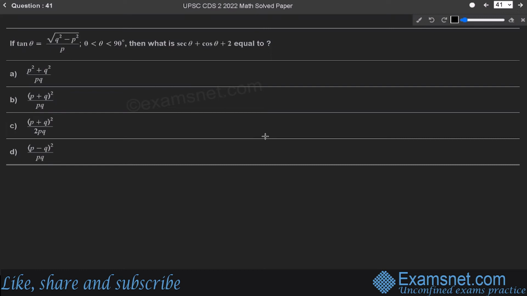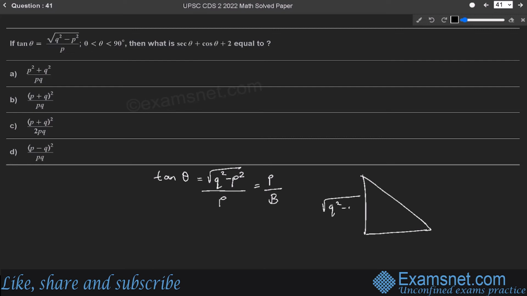If tan theta is equal to under root of q square minus p square upon p, where theta lies between 0 and 90 degree, then what is sec theta plus cos theta plus 2 equal to? We know that tan theta is equal to perpendicular upon base. So let us consider a right angle triangle here. It is given that tan theta is perpendicular upon base. So perpendicular will be under root of q square minus p square and base will be p. Let this be the theta and we know that it is 90 degree.